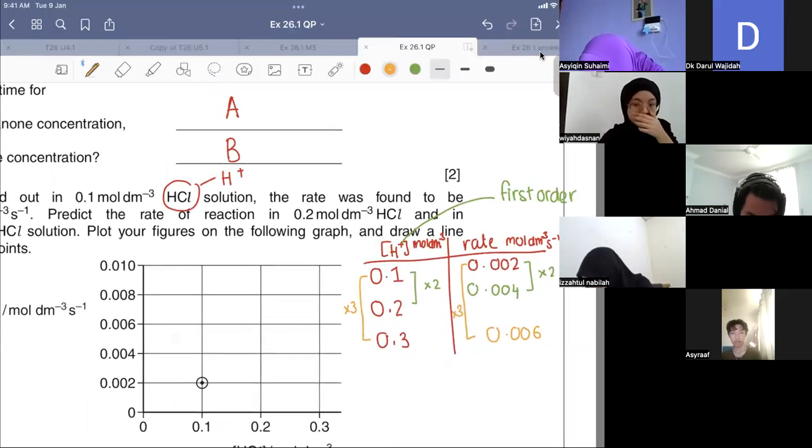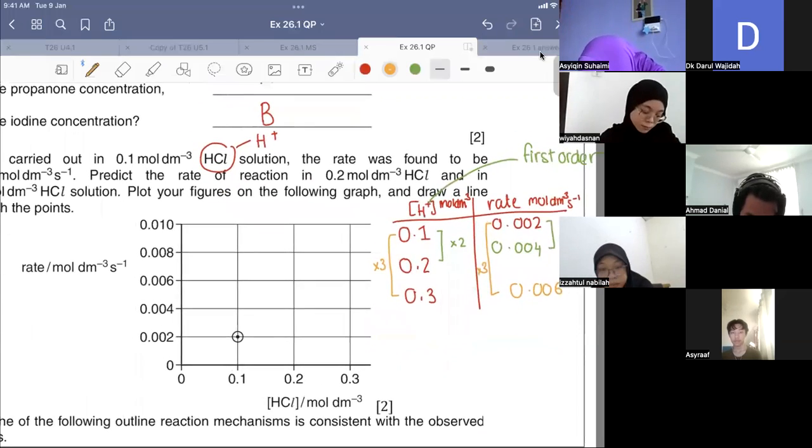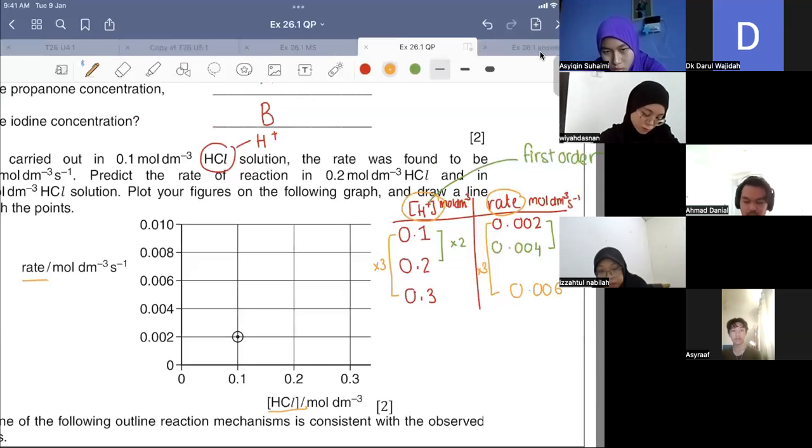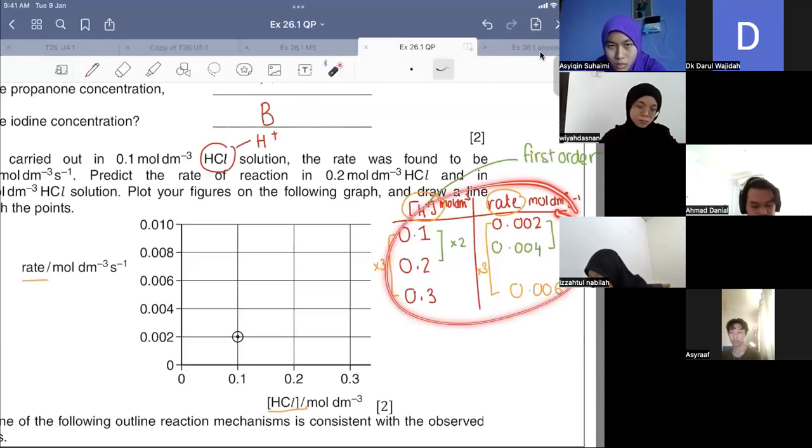0.006. Okay, and then they want you to plot the graph. The graph is rate against concentration, which is the table that we have quickly prepared. And then you just have to plot the points. If you can see it straight away, without this table is optional actually.